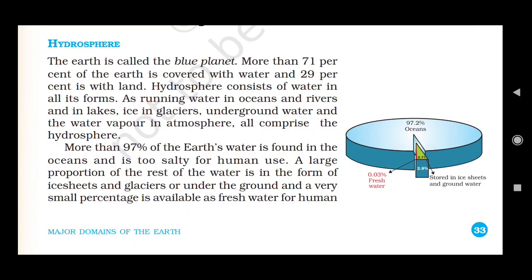More than 97% of the Earth's water is found in the oceans and it is too salty for human use. A large proportion of the rest of the water is in the form of ice sheets and glaciers or under the ground, and a very small percentage is available as fresh water for human beings.